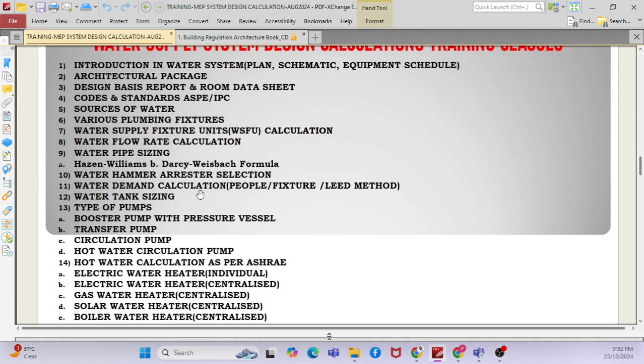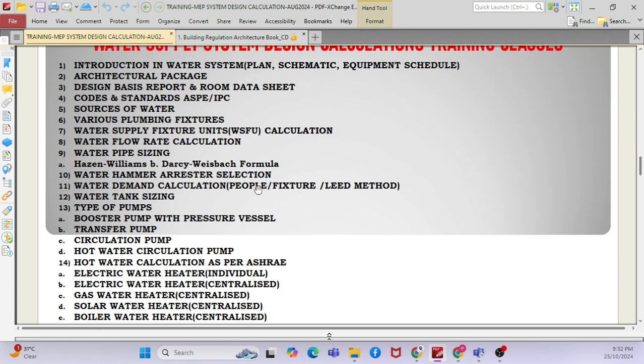Water demand calculation means you have one building, and you are going to approach the authority saying, I need this much water in my plot per day. So how do you calculate the water demand? We have different methods: the people method, the fixture method, and the lead method.